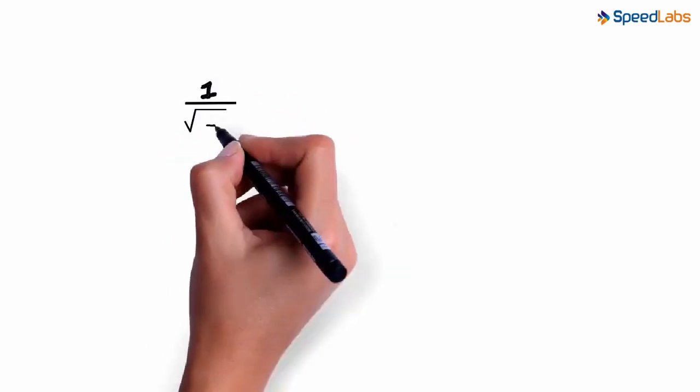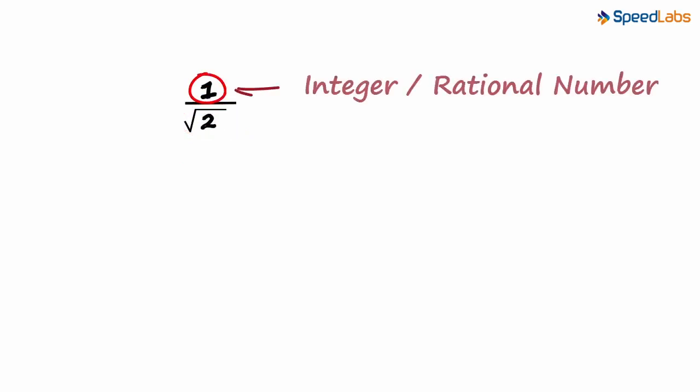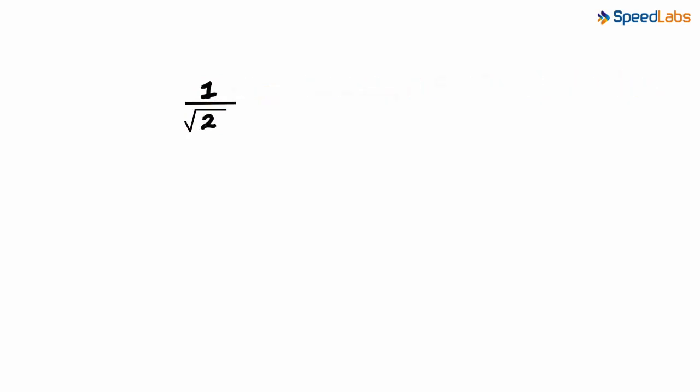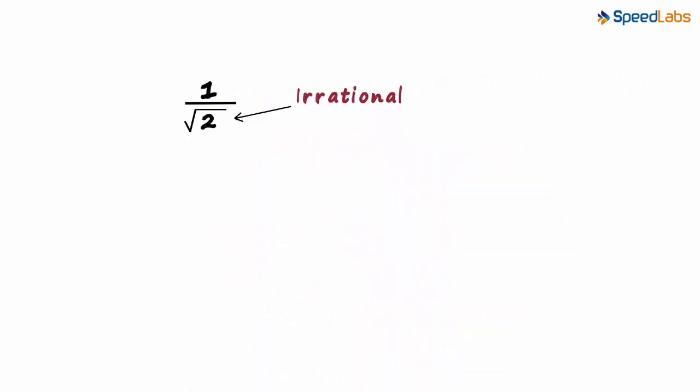Look at this number, 1 by root 2. Before we consider the number as a whole, let's look at the numerator and the denominator separately. The numerator is an integer, or maybe you can classify it as a rational number, and the denominator is irrational. Remember, the square root of any number which is not a perfect square is irrational.